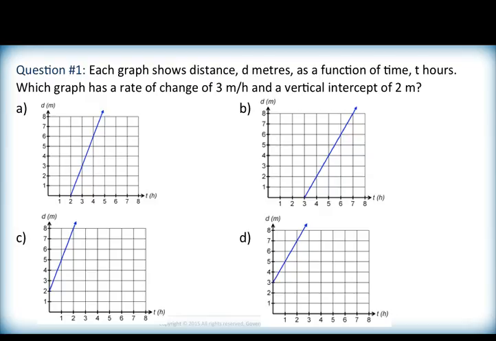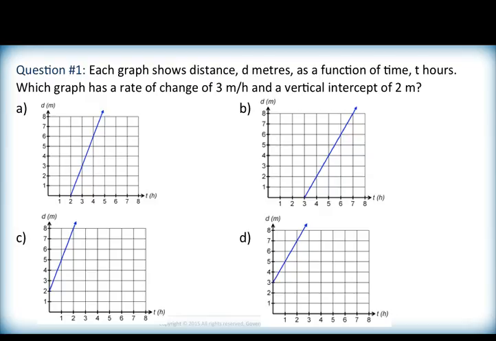The easiest thing to do here is to look for an increasing graph to start off, and then we use the vertical intercept to start eliminating the graphs. As you can see, all the graphs, A, B, C, and D, all have a positive increasing line, which doesn't help us a whole lot. It's not going to help us eliminate anything. So we'll start off with looking at our vertical intercept.